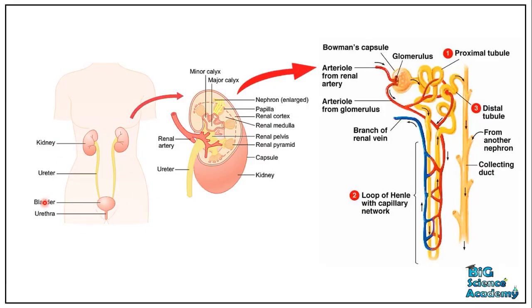Here we can see the urinary system of humans, and it is mainly associated with removal of nitrogenous waste products and maintenance of osmotic balance. It consists of a pair of kidneys, a pair of ureters, a urinary bladder and a urethra. And here we can see the longitudinal section of the kidney, and here is the nephron, which is the structural as well as functional unit of the kidney.